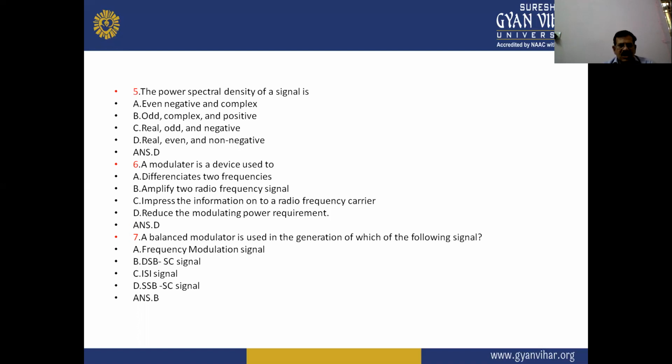Question number 6: a modulator is a device used to option A, differentiate two frequencies; option B, amplify two radio frequency signals; option C, impress the information onto a radio frequency carrier; and option D, reduce the modulating power requirements. So the correct answer is D. And question number 7: a balanced modulator is used in the generation of which of the following signals? Option A, frequency modulation signal; option B, DSB SC signal; option C, ISI signal; and option D, SSB SC signal. So the correct answer is option D, single sideband suppressed carrier signals.